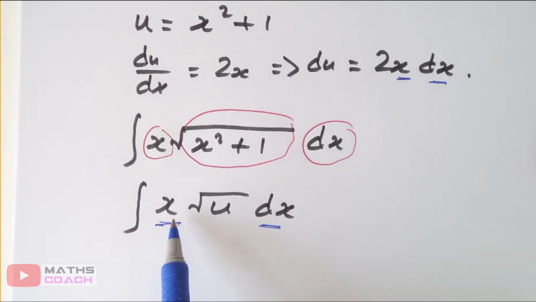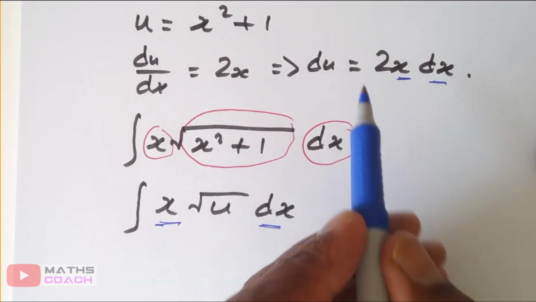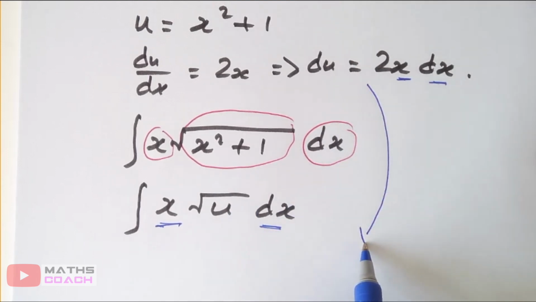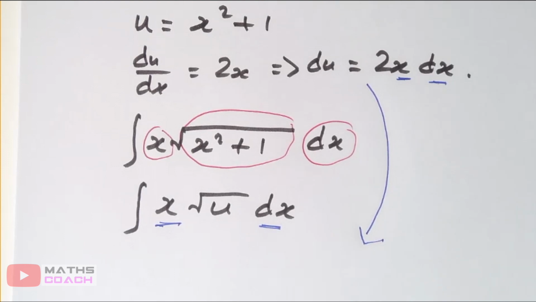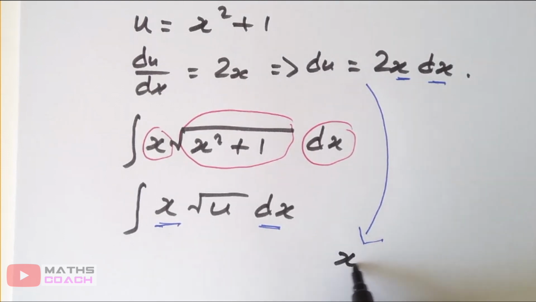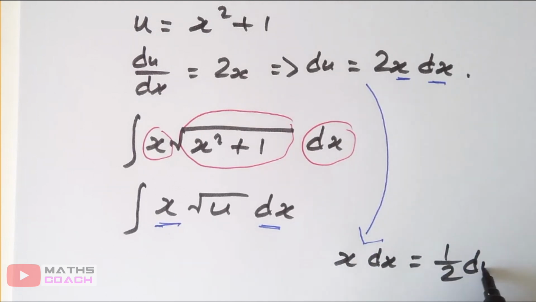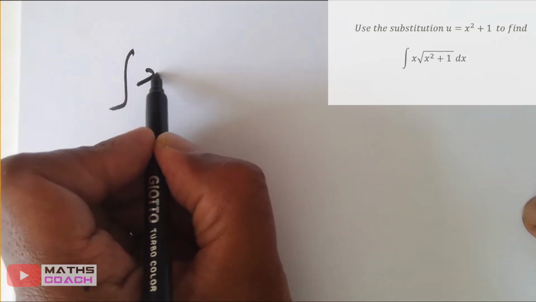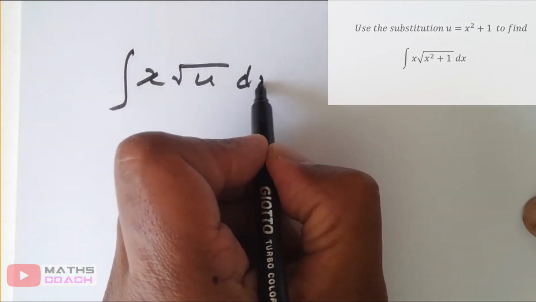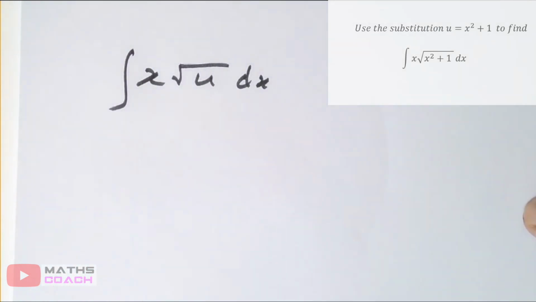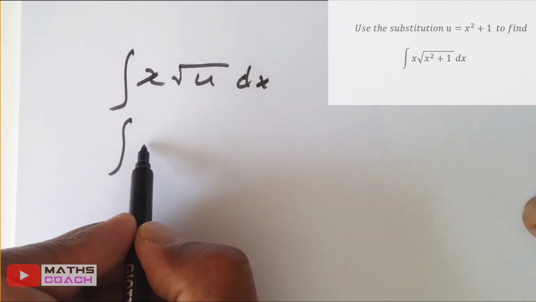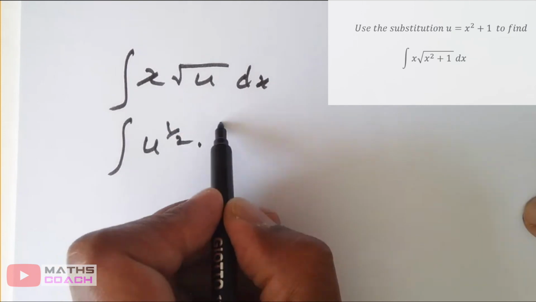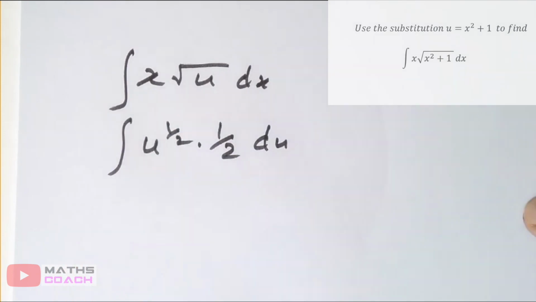I think what we should do is look at that x dx, look at that x dx, and come from this equation here. And it makes sense that x dx is actually the same as half du. Okay, so we had integration of x square root of u dx. We know that x dx is half du, so I can write u to the power half times half du. Hopefully that makes sense.